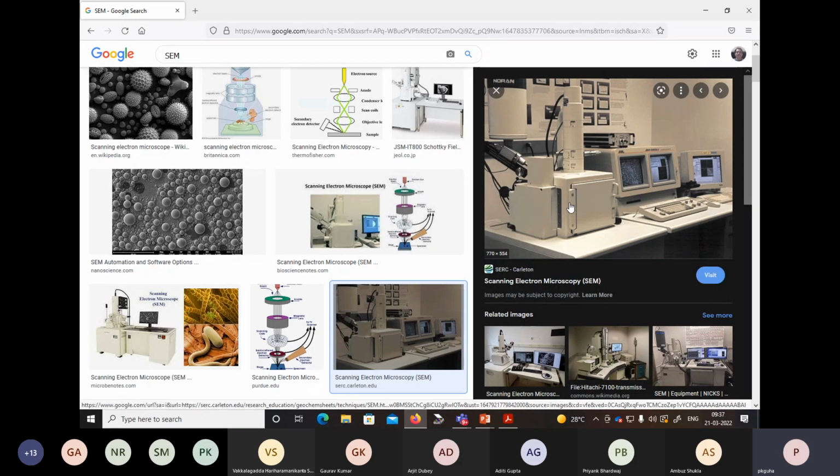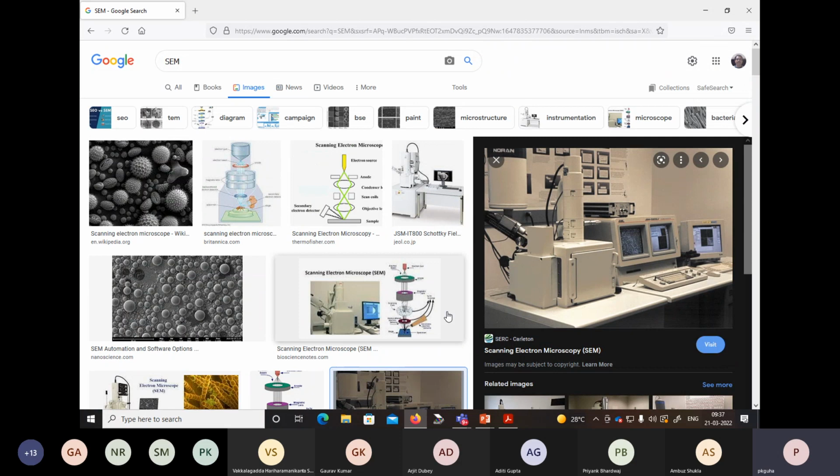But a clever arrangement is, there is a valve to isolate this column from the rest of the lower portions here. So when you open up, this column's vacuum remains intact, only the vacuum of this lower portion will go. You load your sample, you put this back, and you only make the vacuum again for this lower sample chamber without having to evacuate the whole portion again. Okay.